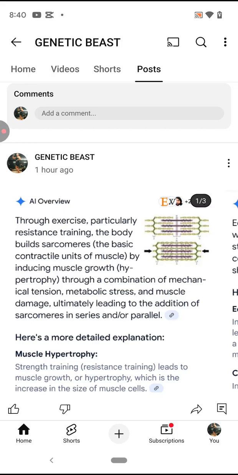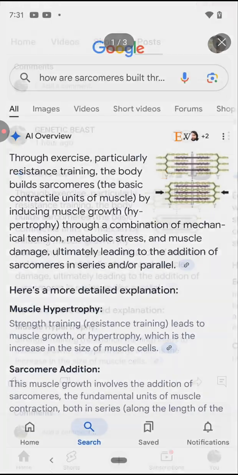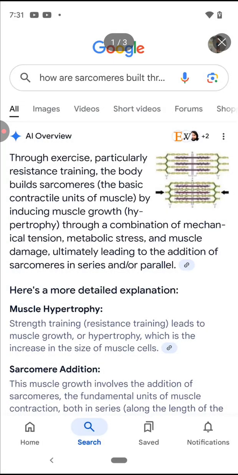Man, I'm so tired of people coming to the channel and trying to tell me, hey man, there are other ways to grow muscles. Metabolic stress, mechanical tension builds muscles. Metabolic stress builds muscles, other than muscle damage. Okay, how does it build a muscle? Well, let's find out.